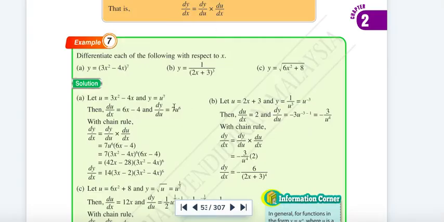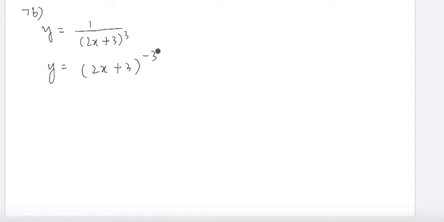Now example 7B. The answer is the same, right? This one is power negative 3, also the same. Example 7B: y equals 1 over the expression. Wherever there is a fraction, you bring it up. This is y, not yet dy/dx. This one has power negative 3, and you also don't know how to expand. If you don't know how to expand and the inside is algebraic, we use composite function.